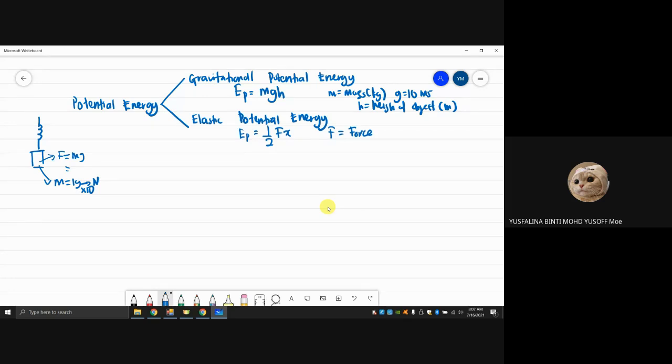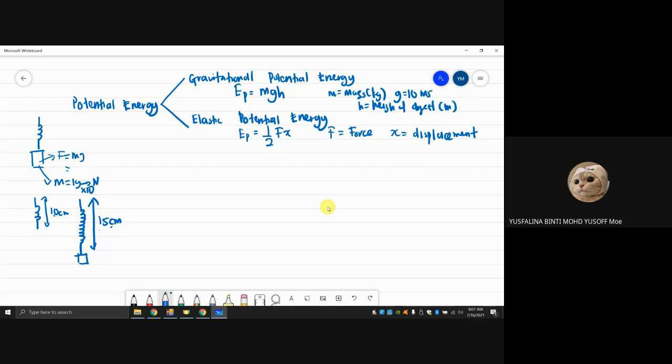And what is X? X is the displacement, the compression or the stretching. So how do you find it? Let's say I have a spring, before I put the load, the length of the spring is 10 cm. After that I put the load, so it becomes longer, and now the new length of the spring is 15 cm. So X is 15 minus 10, the difference before and after you put the load. So 15 minus 10 is 5 cm. So X is 5 cm.